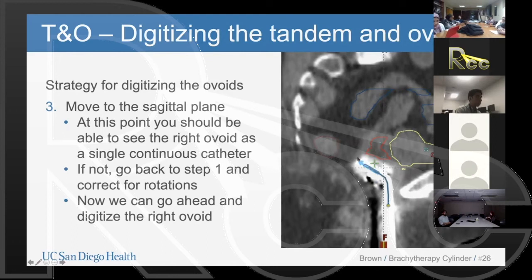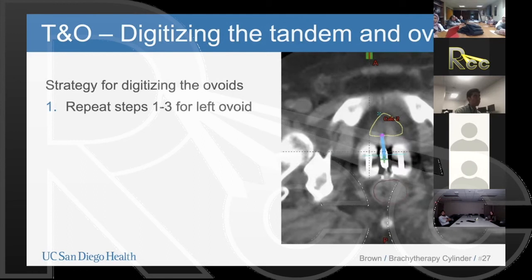Okay, so same strategy. Axial image, correct rotations. Coronal image, check rotations. Sagittal image, check if everything looks clean. If everything looks clean, we can go ahead and digitize. And of course, as you're doing this, you're probably also every now and again moving back to different views. So I do the axial image, coronal image, sagittal image, and I probably go back to the axial image because I may have changed something in the sagittal image and I want to make sure that everything is still good. It's not like you can't go back to the axial image and check. That's just a very quick check. Okay, so that's the strategy for digitizing ovoids.